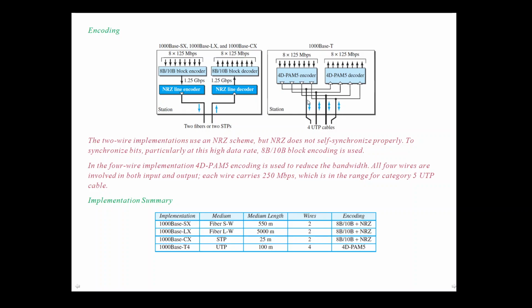So here we can see the implementation summary. There are four categories: 1000Base-SX, 1000Base-LX, 1000Base-CX, and 1000Base-T4. The table shows the encoding schemes used, the number of wires used, the medium length, and the medium.